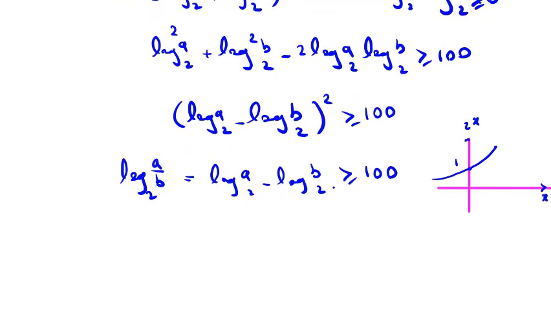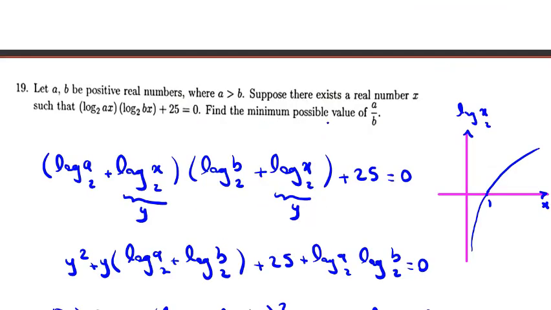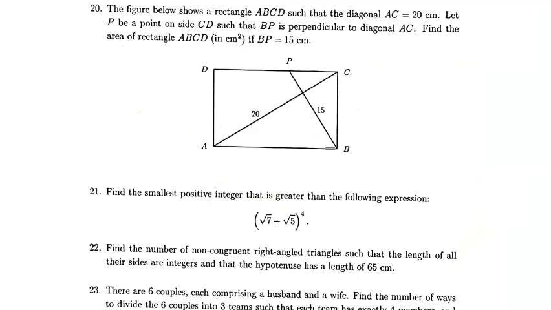So because this is greater than this, 2 to the power of this, which will be ab, when we consider square root, it will be 10 here, and ab is greater than or equal to 2 to the power of 10, which equals 1024. So the answer, the problem says find the minimum possible value of a over b. So the minimum of a over b equals 1020. SMO 2020 senior section first round, problem number 20.